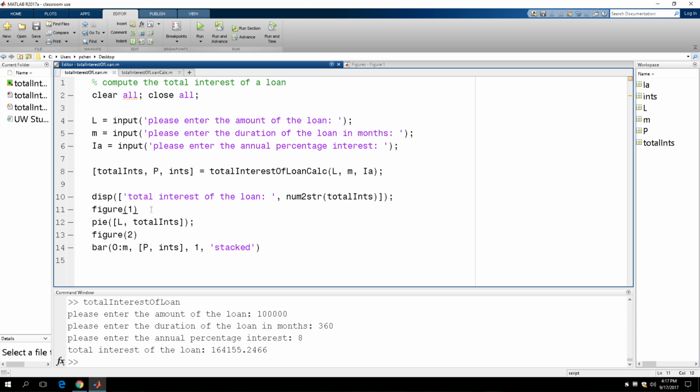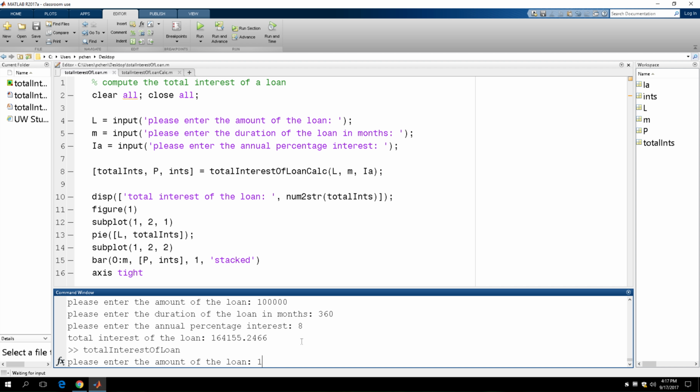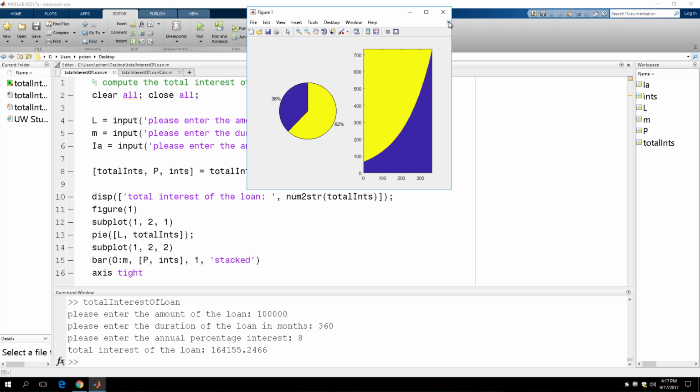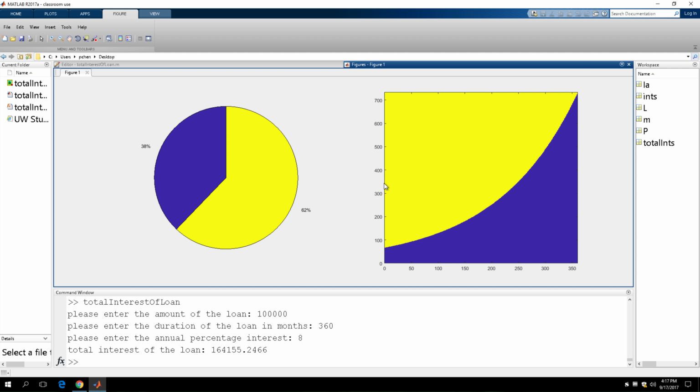It might be better to just use subplots, so you have just one figure to manage. One row, 2 columns into the first one. And then subplot, one row, 2 columns in the second one. Right? And then let's add an axis tight to make the axes tighter. Let's run it again. And then 360. So that's our solution for the total interest of loan problem.